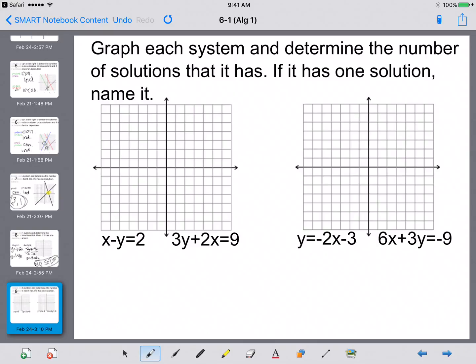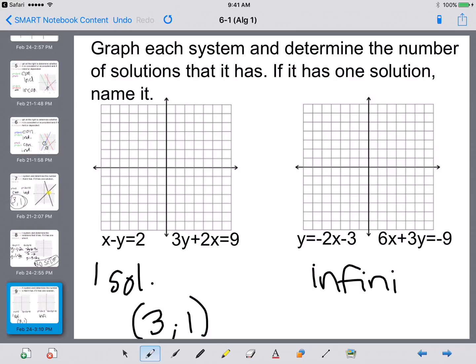You can go ahead and try these two on your own and then check back, and you can move on to your assignment for the day. So these graphs, the answer here is there is one solution, and that solution would be 3, 1. And over here, it is infinite. They are the same lines. So there's an infinite number of solutions.